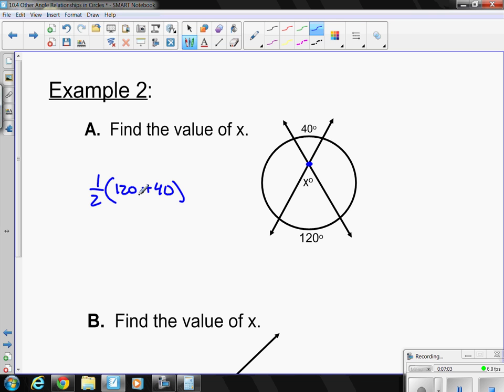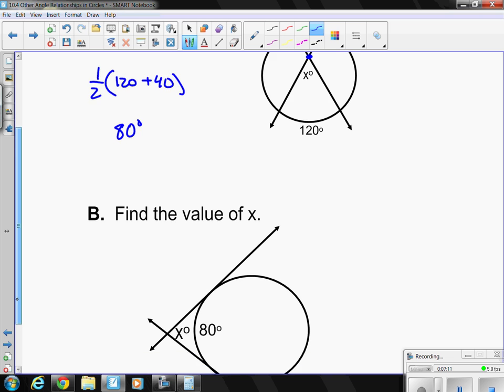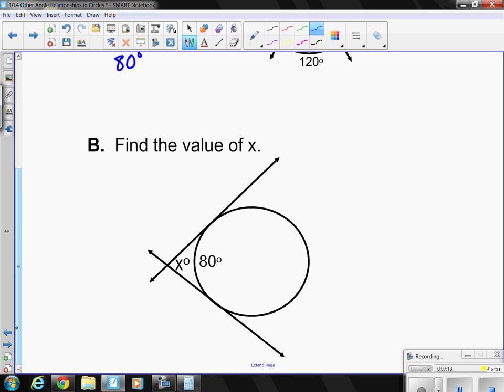So 160, half of 160 is 80 degrees. Okay, and my pictures aren't always the best trying to scale, but find the value of x. This time, all we know is that this arc from here to here is 80 degrees. And we're going to use that second theorem and first figure out what this arc is.